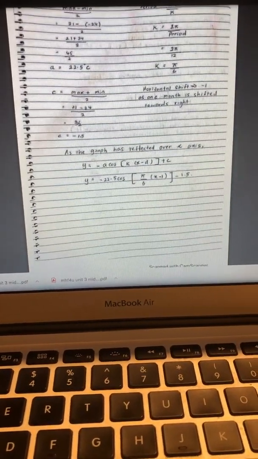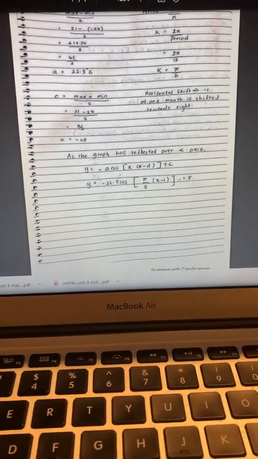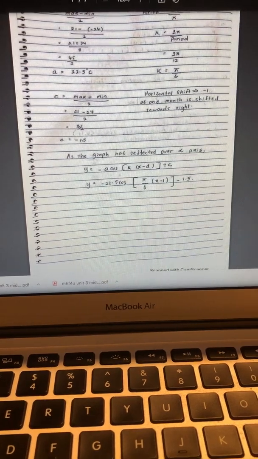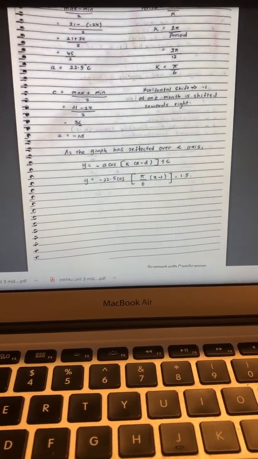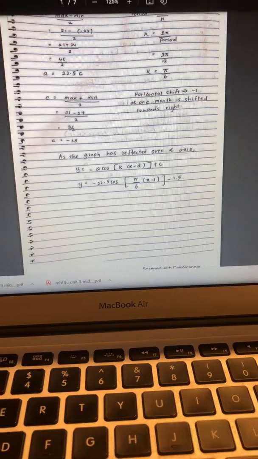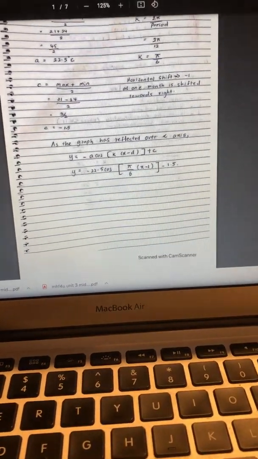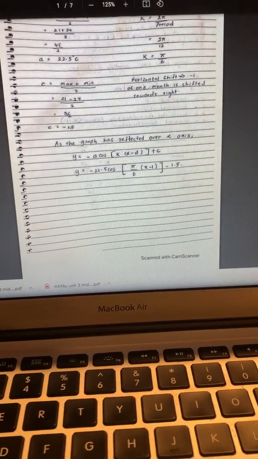And going to C, which is the vertical transformation, the maximum plus minimum divided by 2 is going to be 21 minus 24 divided by 2, which is minus 3 by 2, where C is equal to minus 1.5. So the horizontal shift is going to be 1, as 1 month is shifted towards the right.